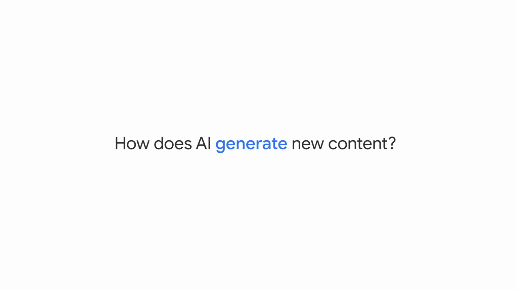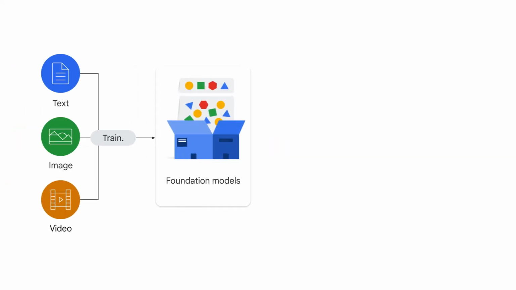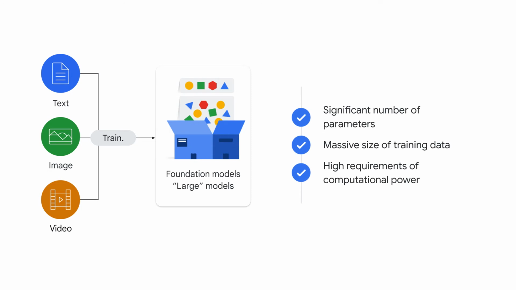Then, how does AI generate new content? It learns from a massive amount of existing content, such as text, image, and video. The process of learning from existing content is called training, which results in the creation of a foundation model. A foundation model is usually a large model in the sense of a significant number of parameters, massive size of training data, and high requirements of computational power.